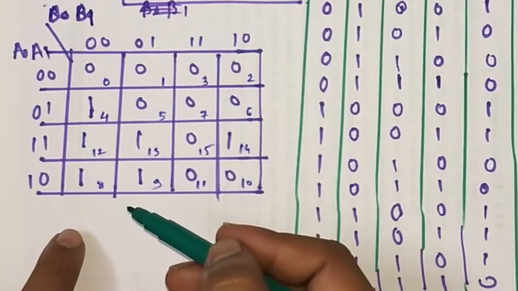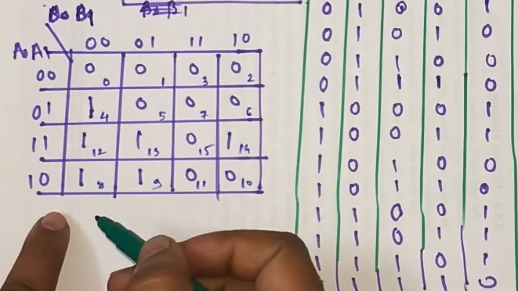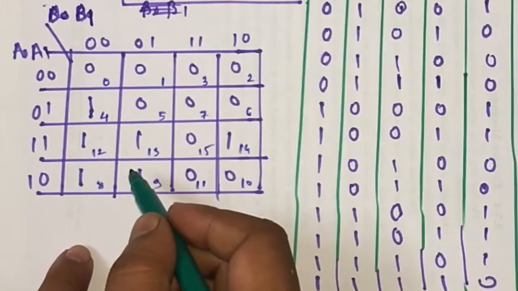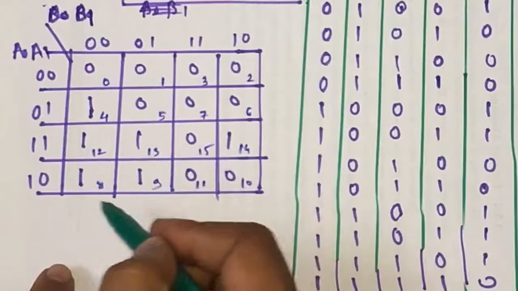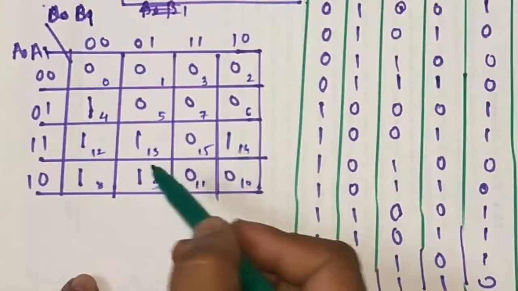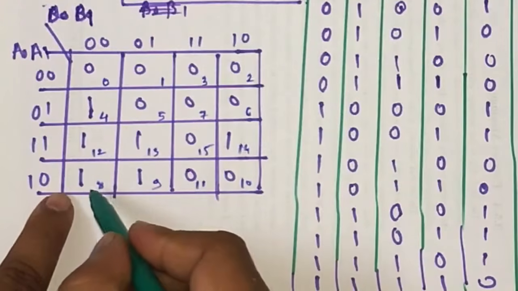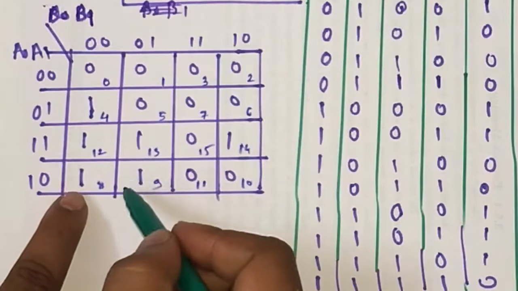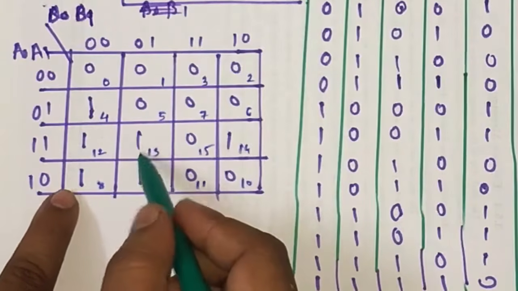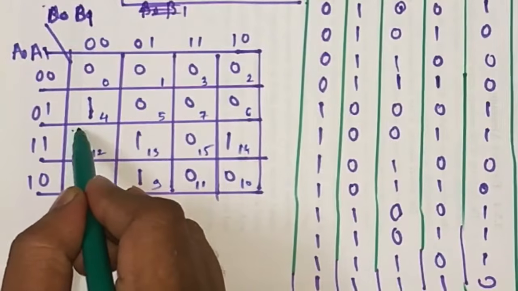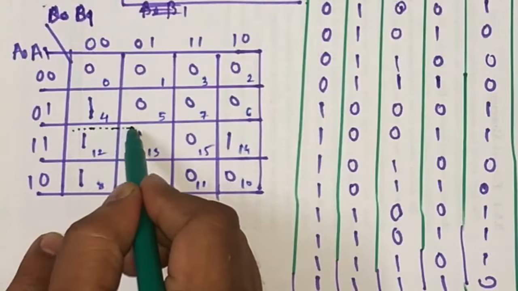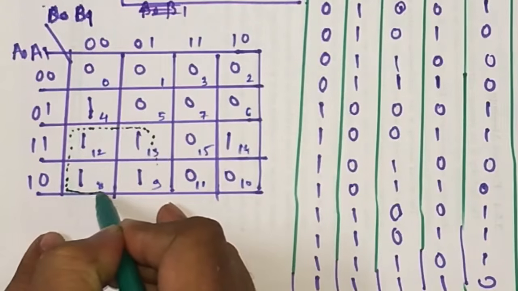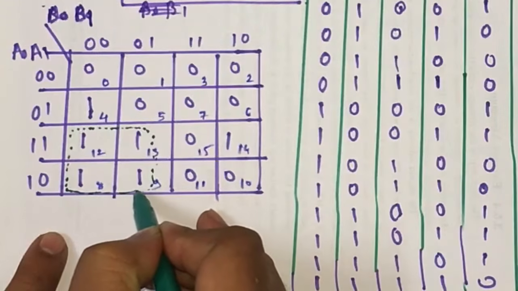After that go for the quad, to check whether a quad is formed. So suppose here I will consider this one, then this one is adjacent, this one is adjacent, and for this one is adjacent. So here is the possibility to form a quad, so I will form here one quad. So one quad is formed.